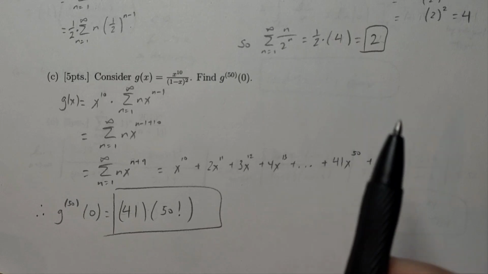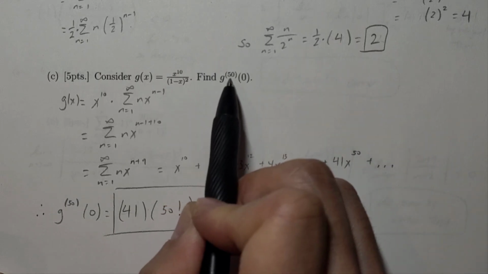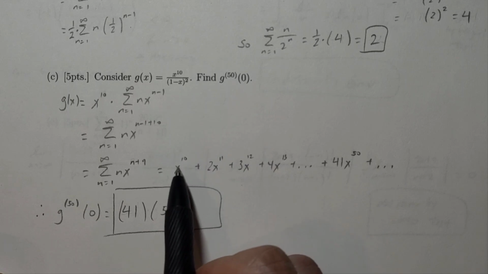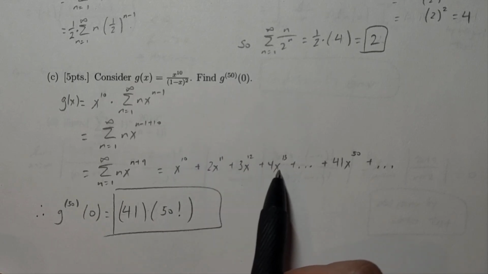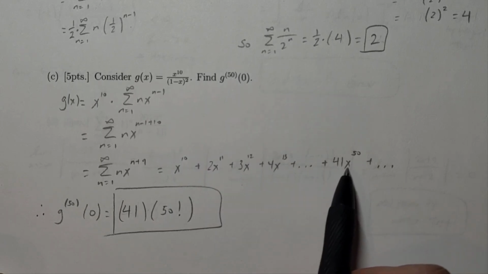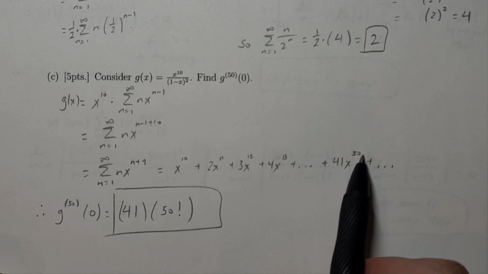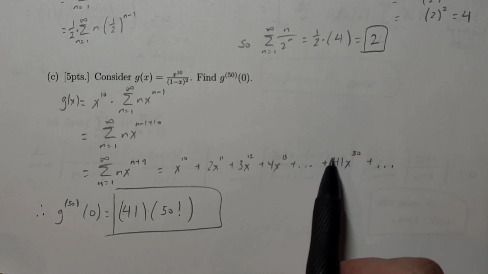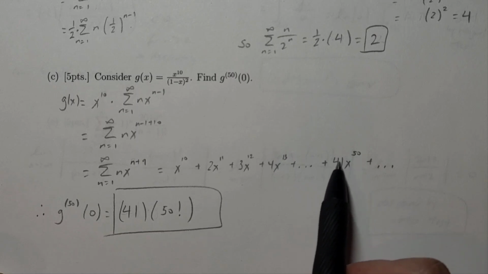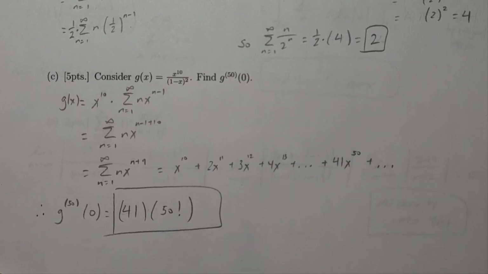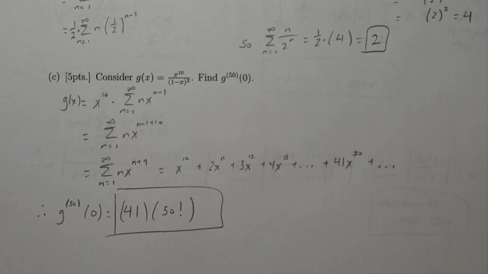So the 50th derivative, by the time you take 50 derivatives, all these would have zeroed already. Now this one, if you take 50 derivatives, then you're left with this term with x to the 0 power, which is 1. So you're still left with this constant of 41. But when you did the power rule 50 times, you have 50 factorial. And that's your answer right there. So these are a piece of cake, actually, if you just know the simple concept.